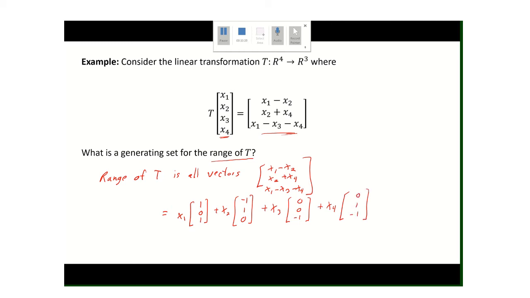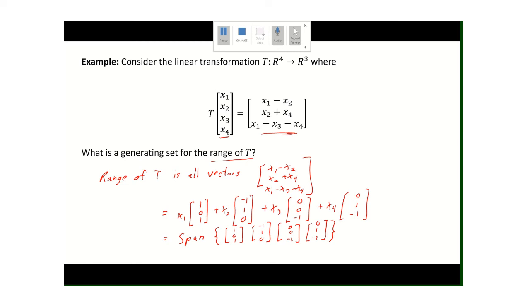That's the range. It's all of the vectors you can build. It's anything that you can build from those vectors. So it's equal to the span of those vectors: 1, 0, 1; negative 1, 1, 0; 0, 0, negative 1; and 0, 1, negative 1. So since it's a span, that means it's a subspace. Okay, that's using the same theorem that we had earlier, same idea.